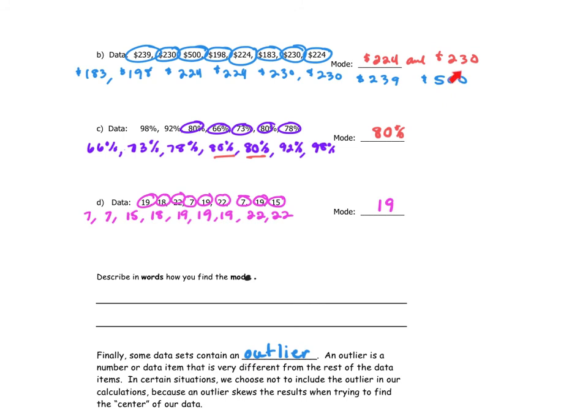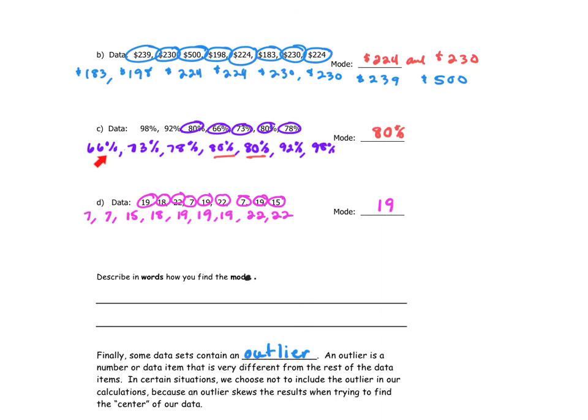However, this number is much different. It's twice as large as the next smallest number. So in this case, 500 would be considered an outlier. When we look at this data, again, there's nothing that really stands out that much, considering it goes from 66 to 98.